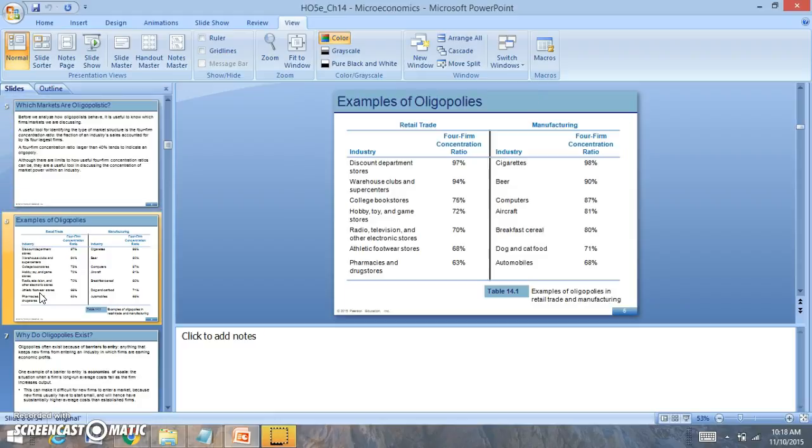So let's look at this table right here of different oligopolies in the retail industry and in the manufacturing industry. If you look at the retail industry, you see department stores, they have a 97% ratio. So the top four firms earn about 97% of all the market. You look at the breakfast cereal industry. The top four firms control 80% of the market.